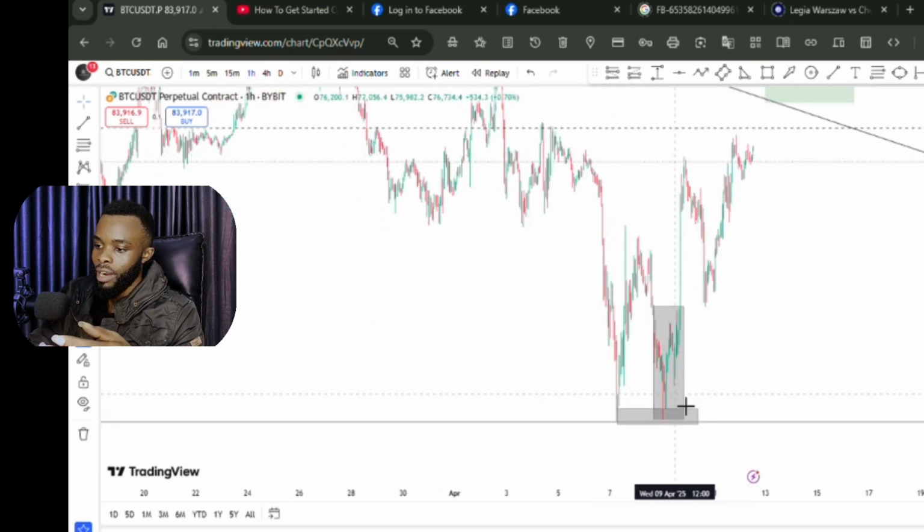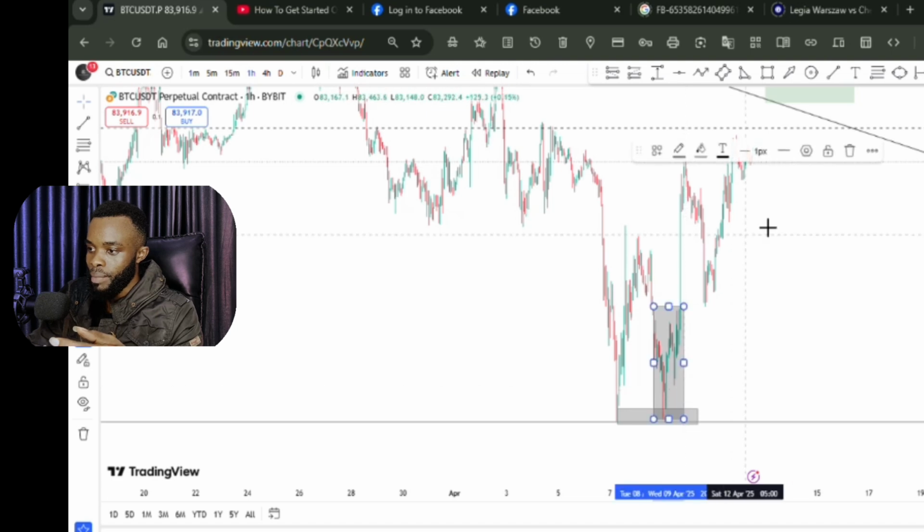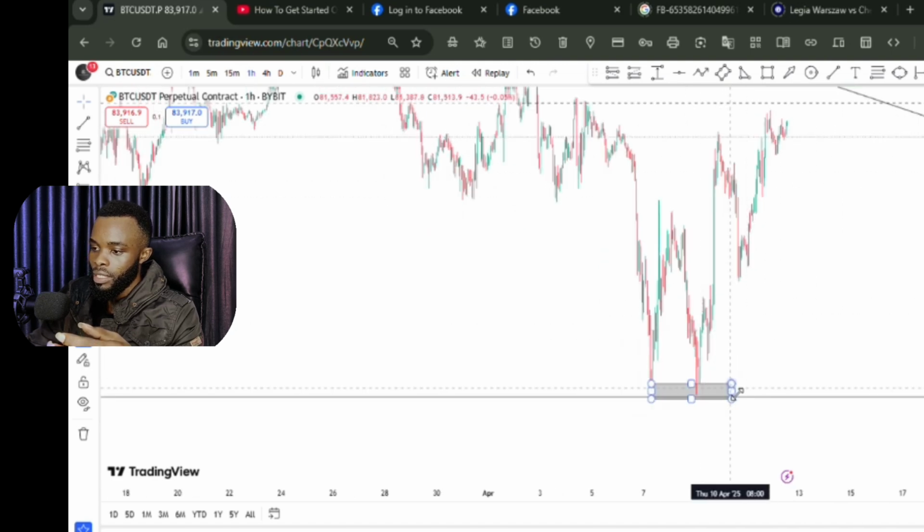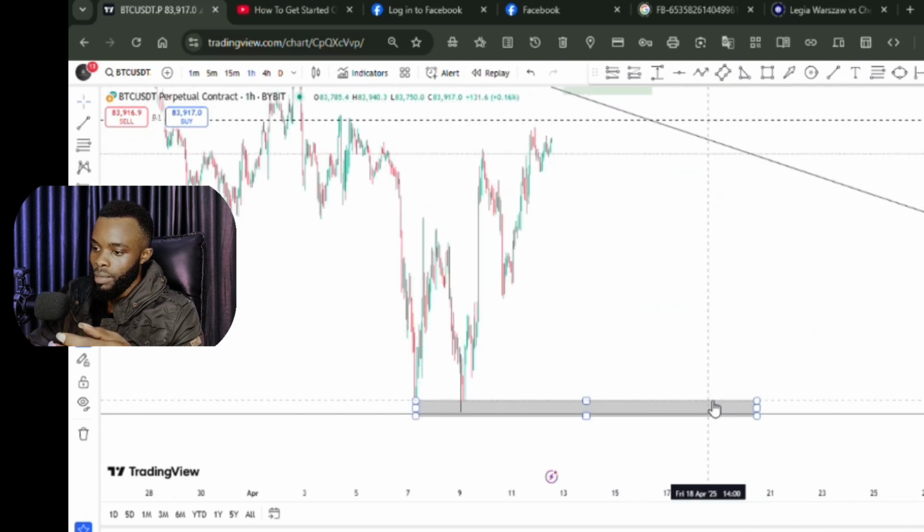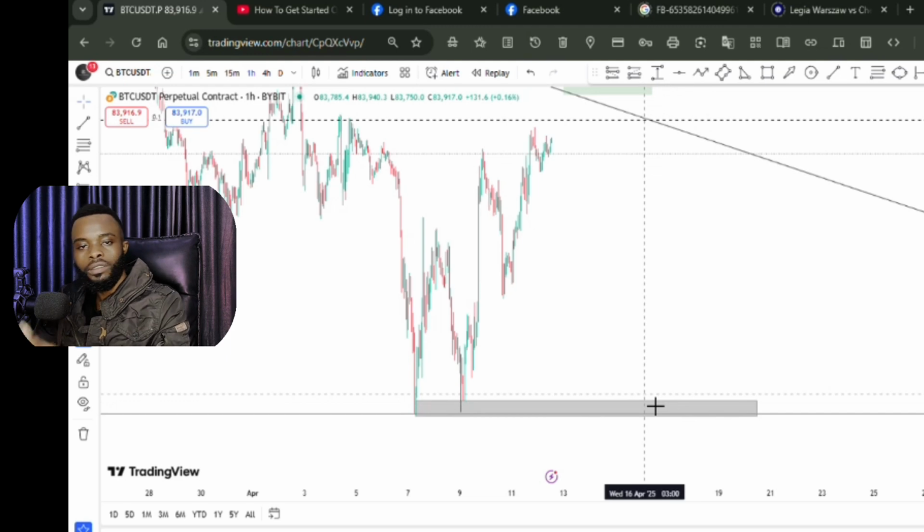This is our demand level, right? So this is our demand level around here. Let me map it out. This is our demand level. So we should be aiming for take profit.